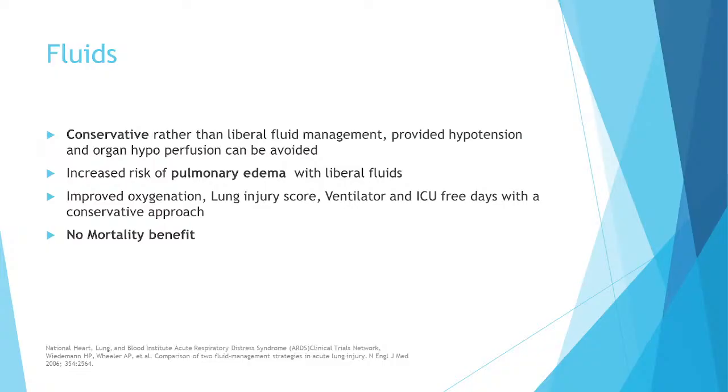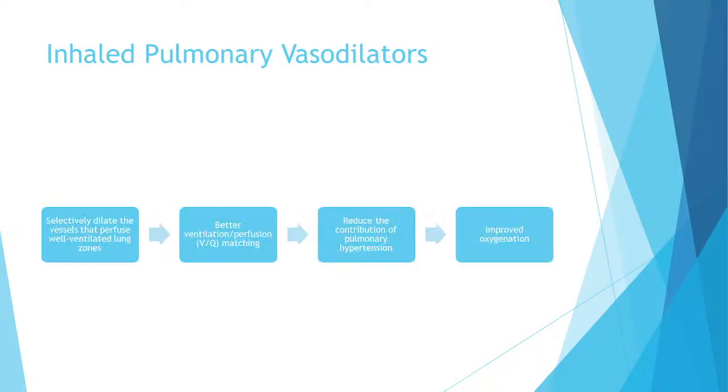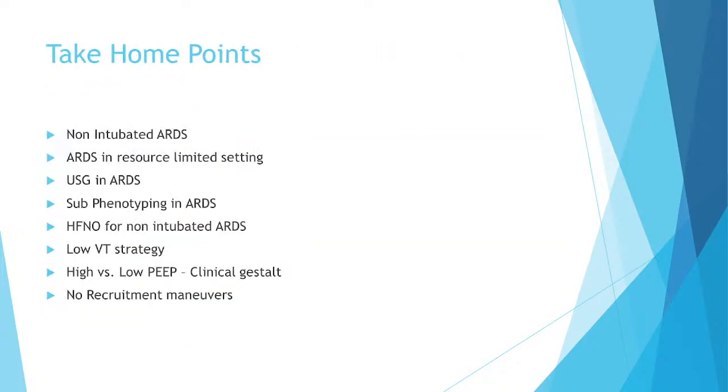Conservative fluid strategy has been shown to improve oxygenation, improve the lung injury score, and improve ventilator and ICU-free days, but no mortality benefit is present. So again, like I said, there was a subphenotype that benefited from a liberal fluid strategy. So it is plus or minus. Inhaled I won't be discussing in detail, just kept it for your reference later. Basically it can be tried as a rescue therapy, but no mortality benefit. It is an age-old thing, no mortality benefit, so won't be discussing.